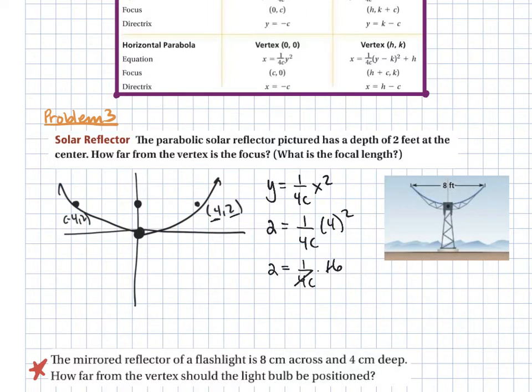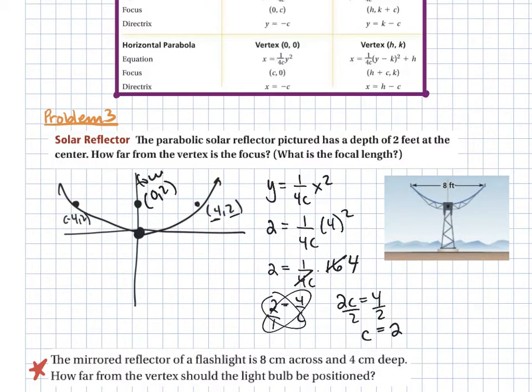Then this 4 cancels with that 16 to be a 4, and we can multiply. So this becomes 2 equals 4 over c. We can cross multiply like that. 2c equals 4, so c equals 2. Okay, and so that means this actually is our focus. (0, 2) is the focus, and it asks how far away the vertex is from the focus.